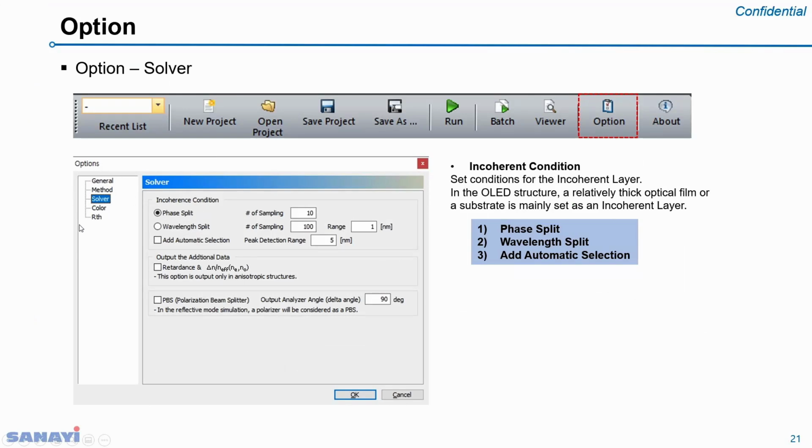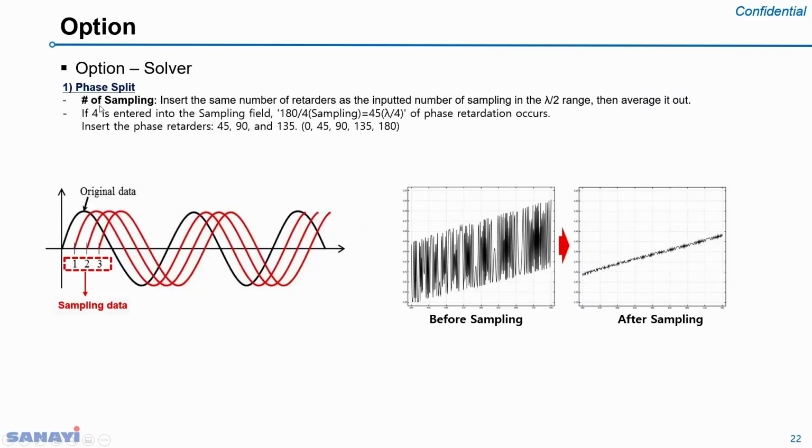And the following tab is Solver, which is relevant to the optical analysis method. In the OLED structure, a relatively thick optical film or a substrate is set as an incoherent layer. And there are 3 types: phase split, wavelength split, and add automatic selection. The first one is a phase split. Insert the same number of retarders as the inputted number of sampling in the lambda divided by 2 range, and then average it out.